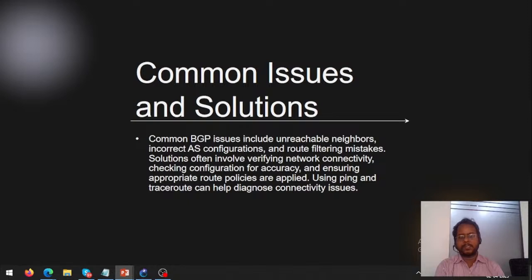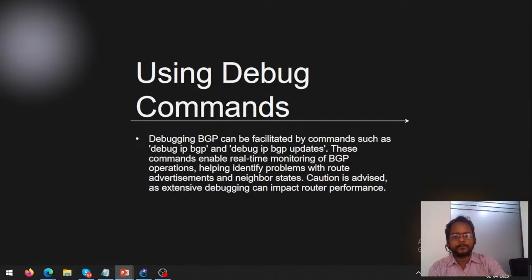It is very general. Using ping and traceroute can help diagnose connectivity issues, because these are layer 3 diagnostic tools, as we know, used to solve network issues. So you definitely have to use these tools to identify or diagnose connectivity issues. You can use the debug commands also.